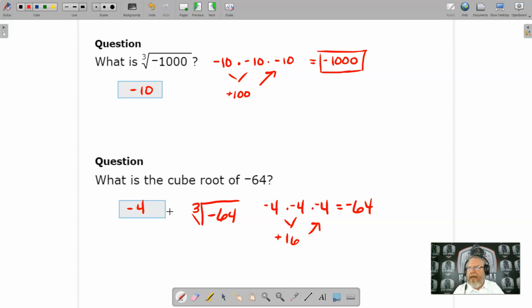So it seems that if the radicand is negative, whenever dealing with cubed roots, the root itself will be negative as well. Or I should say the cubed root, to be exact, is going to be negative itself. And that is indeed true.